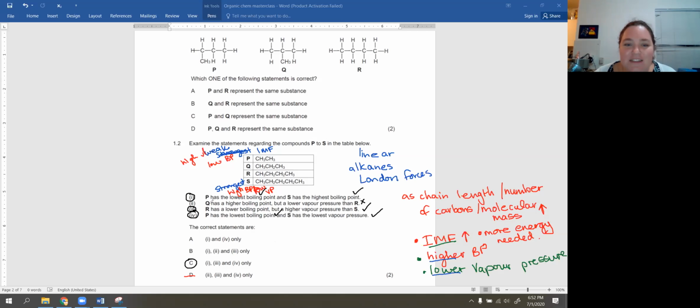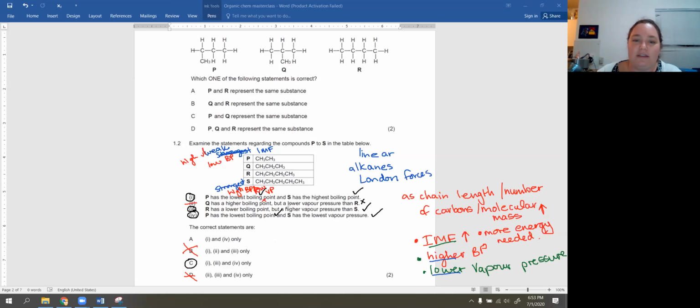Statement two says Q has a higher boiling point but lower vapor pressure than R. So we're actually comparing Q and R. Q has a higher boiling point, that's nonsense. Q has a lower boiling point. First statement is out, that's all wrong. And anything that says the number two, we can immediately take out.